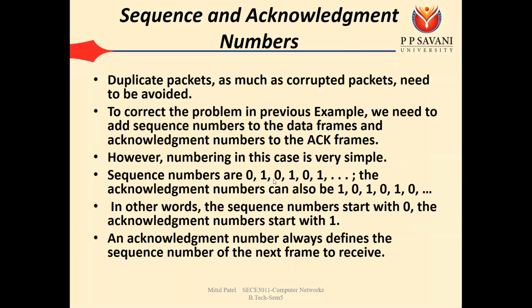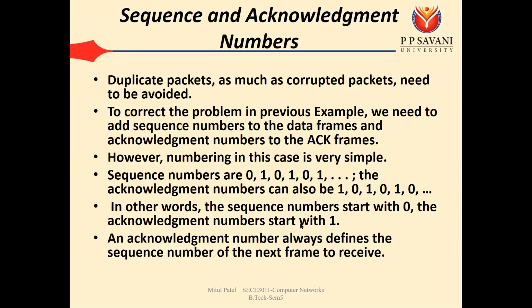So in this stop and wait ARQ, the numbering is very much simpler. The sequence number starts from 0 1 0 1 0 1. For the first frame sent the sequence number will be 0, for the second frame it is 1, for the third frame again 0, for the fourth 1, for the fifth 0, for the sixth 1. While the acknowledgement number we send has values starting from 1 0 1 0 1 0. The first acknowledgement is 1, second is 0, third is 1, fourth is 0, fifth is 1 and sixth is 0.